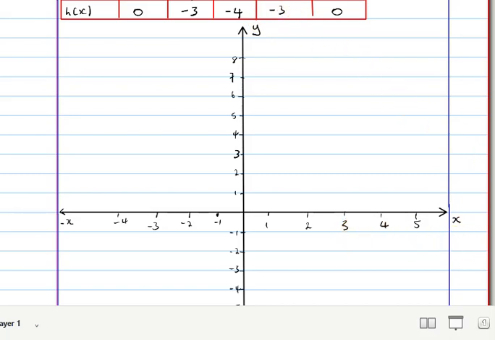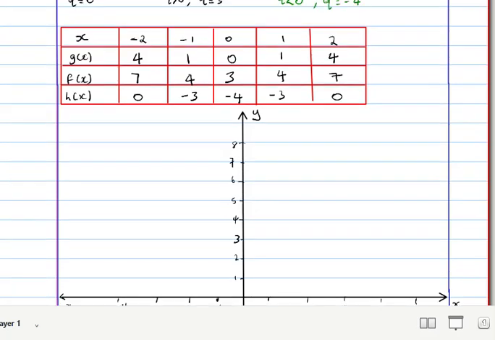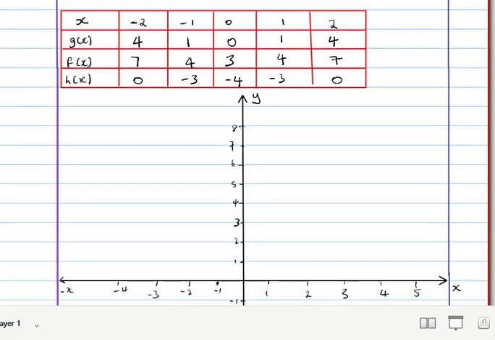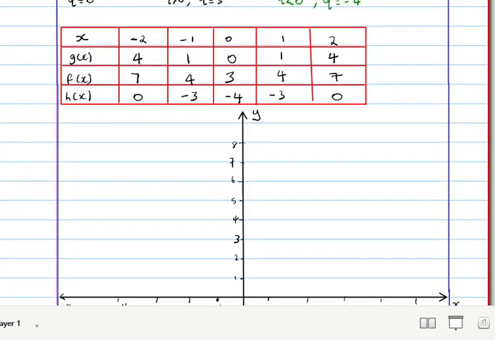So my intention is to use the points I labeled here. Let me start with the function g at x. When I put -2 as an input, the output is 4. So I'll have the point -2 to 4. This -2 should be in line with 4 when 4 is here. So I leave a dot here.